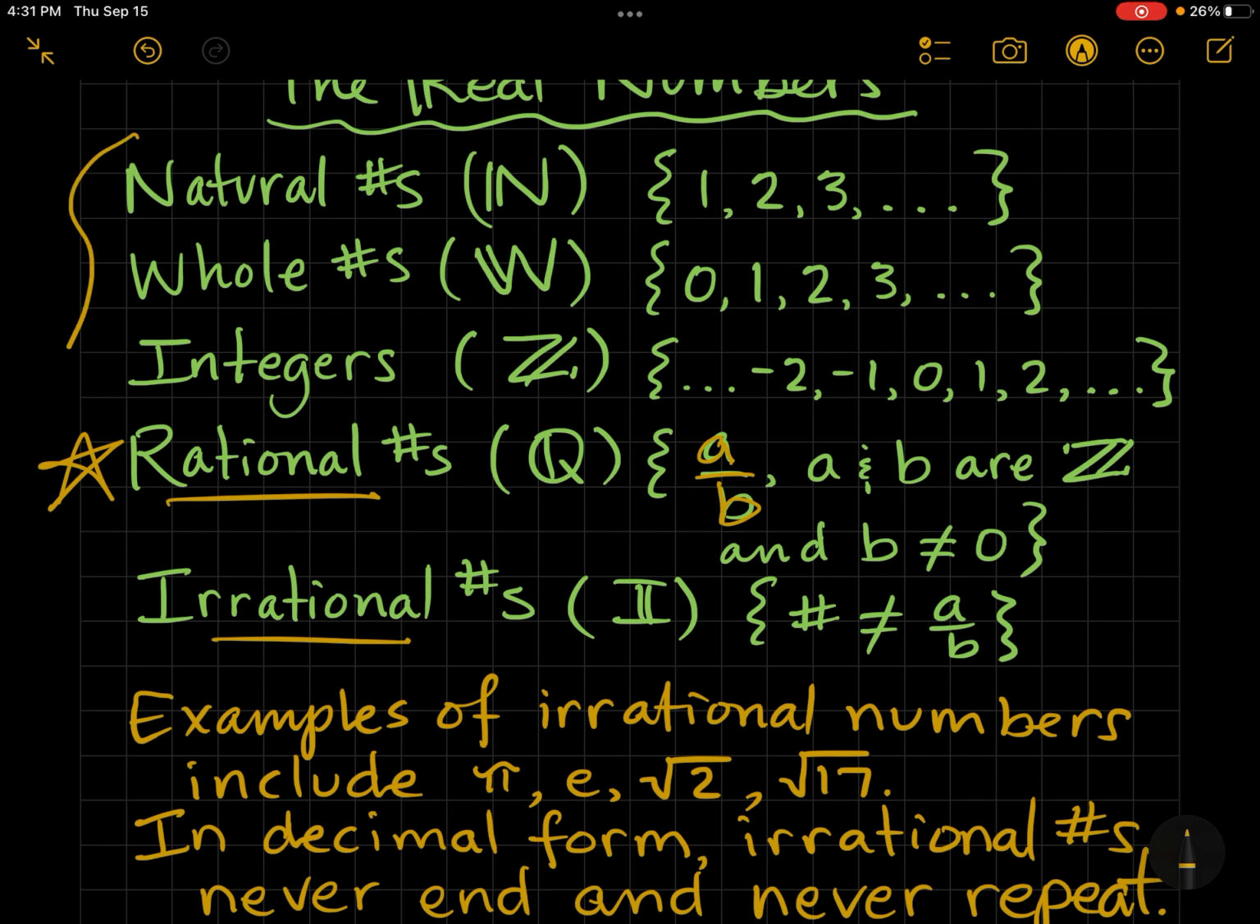By the way, all of these are rational numbers. You can write 5 as a rational number. All you got to do is put it over 1. Now it's a fraction. So all of those are considered rational.